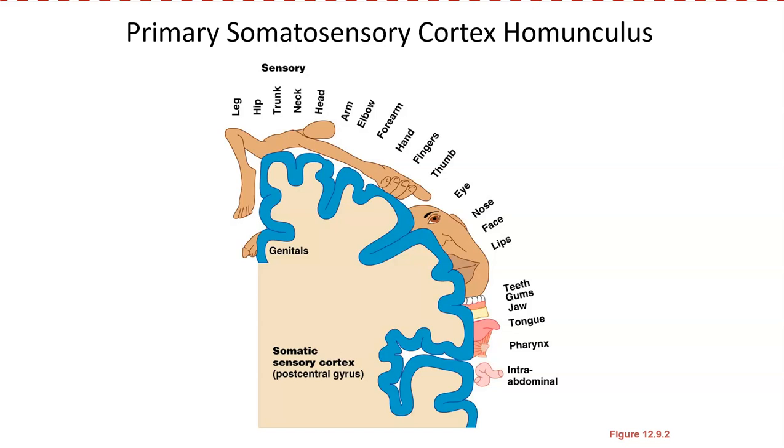We also have a homunculus for that area as well. It's called the primary somatosensory cortex homunculus. And again, there's a lot of nerve tissue dedicated to areas that receive a lot of input, such as hands and face. Those areas that don't have a lot of sensation or need for a lot of sensation aren't going to have very much surface area here on the surface of this postcentral gyrus.